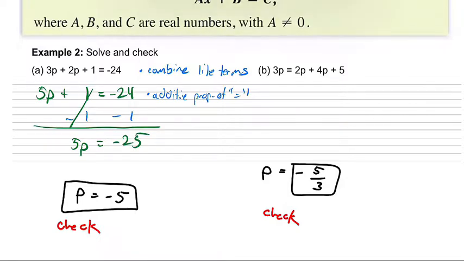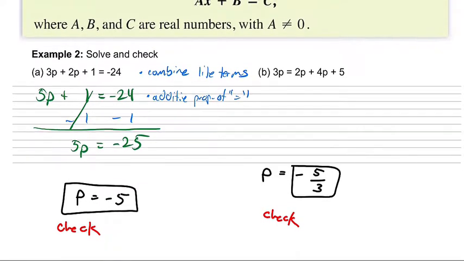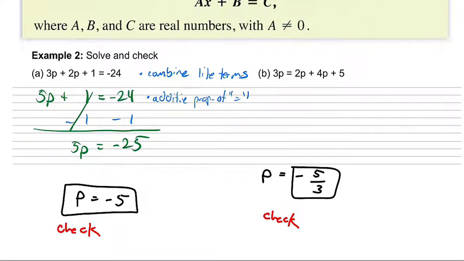So just like we have the additive property of equality, we have the multiplicative property of equality. We can multiply or divide the same non-zero number to the left and right side of the equal sign and preserve equality. So in this case, we would divide by 5 and divide by 5. The 5s would cancel on the left. And negative 25 divided by 5 is negative 5.